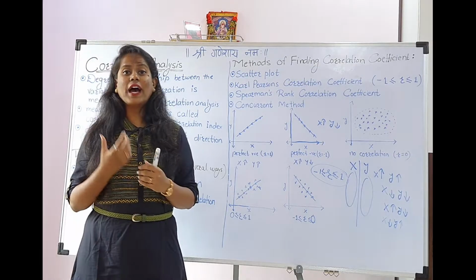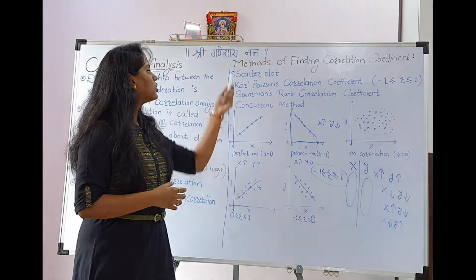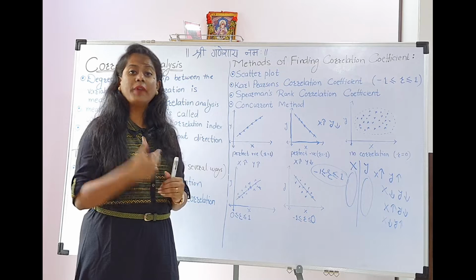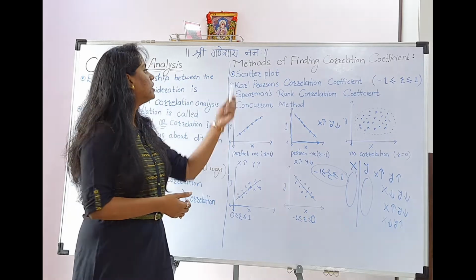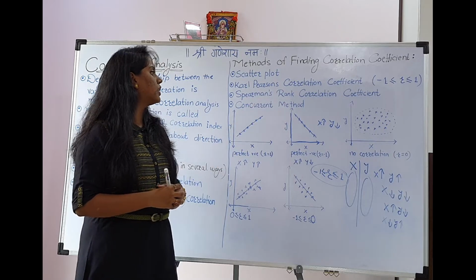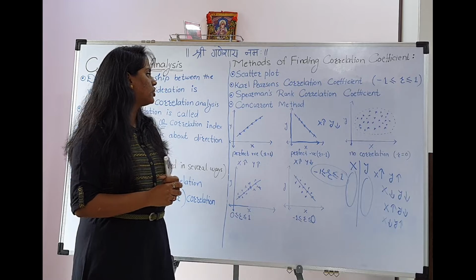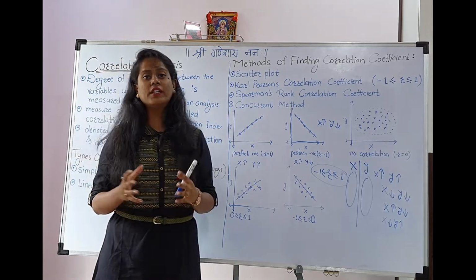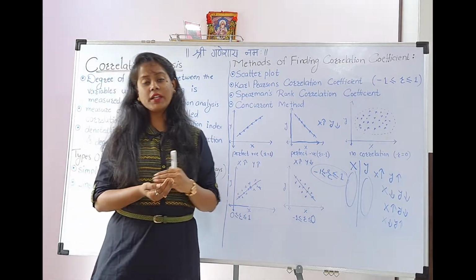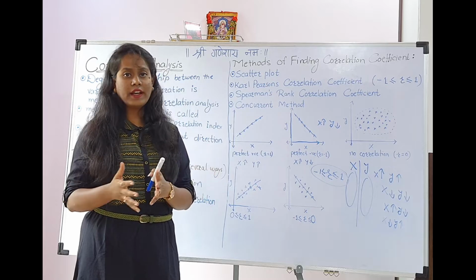Then the question is how to measure the correlation coefficient. There are different methods. The first is the scatter plot. Second is Karl Pearson's correlation coefficient. Third is Spearman's rank correlation coefficient. And fourth is the concurrent method. Only the first one is a graphical method, the graphical representation of a correlation analysis.